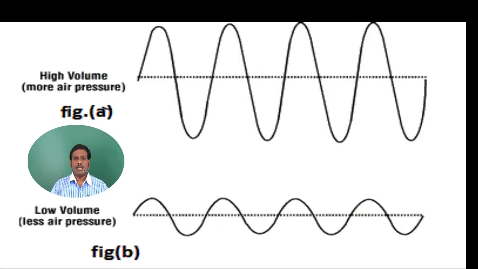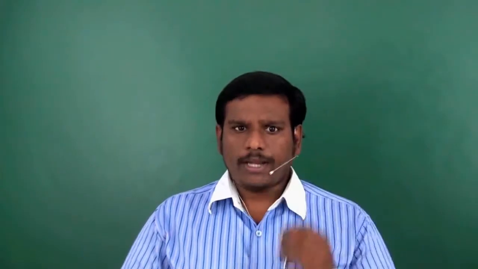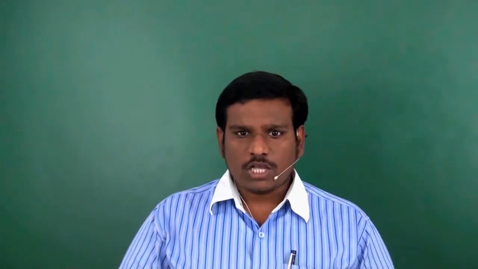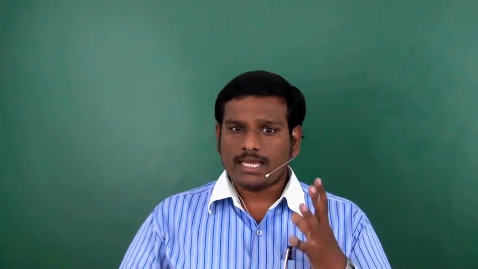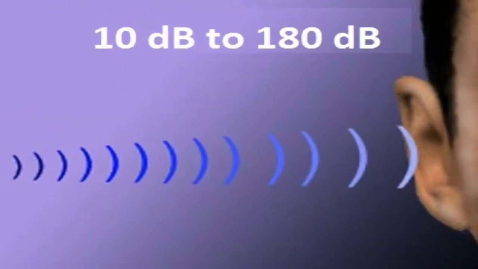In the figure, the amplitude of the sound wave in figure A is greater than the amplitude of the sound wave in figure B. So the graph in figure A represents the louder sound and the graph in figure B represents a soft sound. Next important point, the loudness of sound is measured in decibels. Human ears pick up sounds from 10 to 180 decibels.